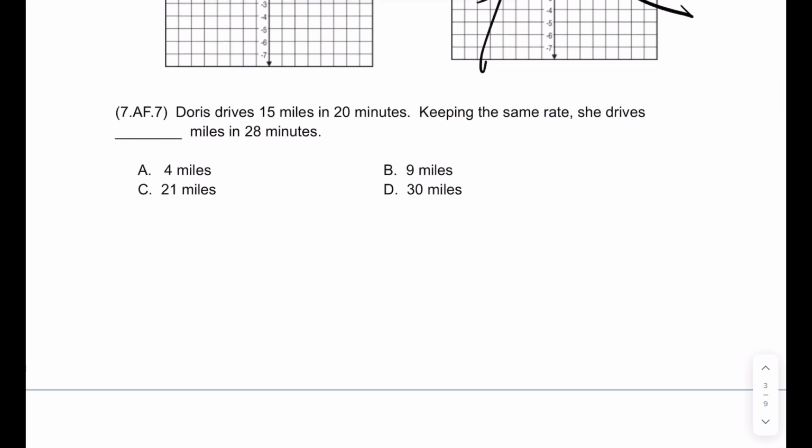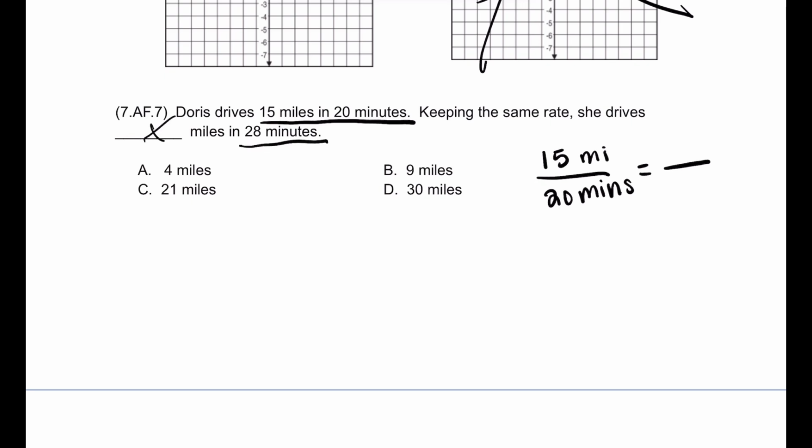Okay, so Doris drives 15 miles in 20 minutes, keeping the same rate. She drives blank miles in 28 minutes, okay? Now for this one, because we are talking about a missing number and they give me a ratio, the best way to go about this one is using your proportions, okay? They do give you one ratio, which is 15 miles to 20 minutes. So if I set that as a ratio, I have 15 miles over the 20 minutes. Equals, now what I'm going to equal that to is what I have on the second ratio. Now they don't give me this missing number right here, but they do give me the other portion of that ratio, which is 28 minutes.